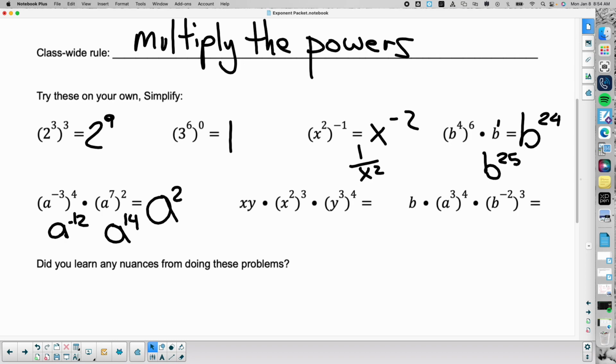Nice. Okay, should we go immediately to the last one, which is probably the hardest? Or no, should we do one with different letters? Okay, then let's do the next one, we'll call that done. So we've got xy times x squared cubed times y cubed 4th.